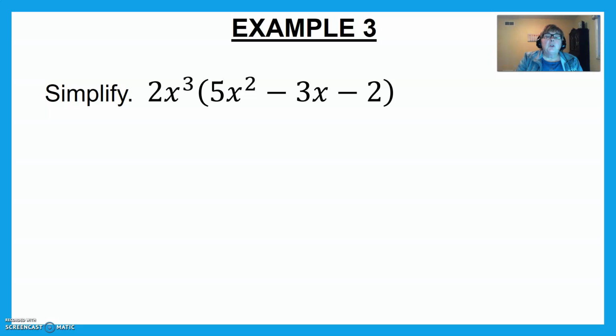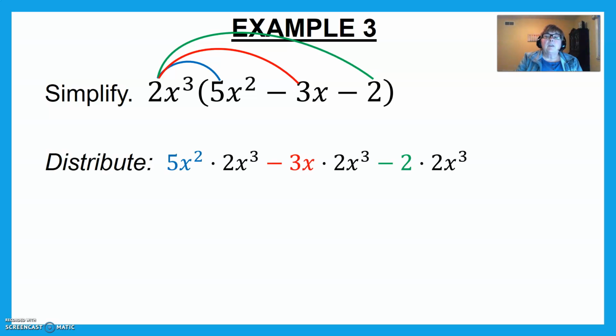Okay, this one is similar, except it has one more term inside the parentheses, and it doesn't change the fact that we're still going to distribute. We're just going to distribute to one more thing. So it goes to the 5x squared, it goes to the negative 3x, and it goes to the negative 2. So when I distribute it, it looks like this. I have 5x squared times 2x to the third minus 3x times 2x to the third minus 2 times 2x to the third.